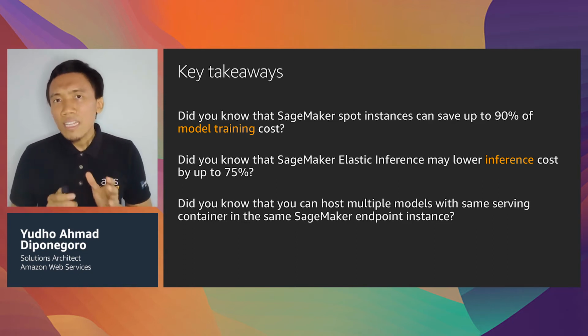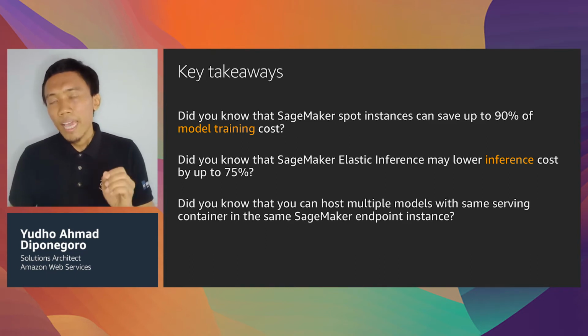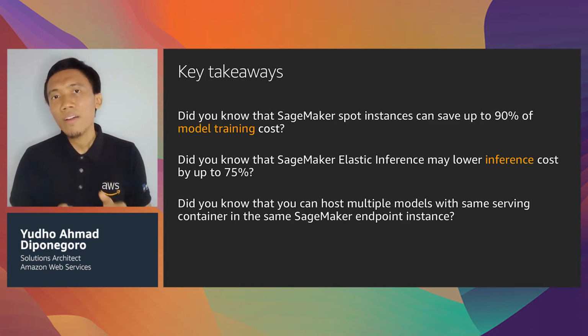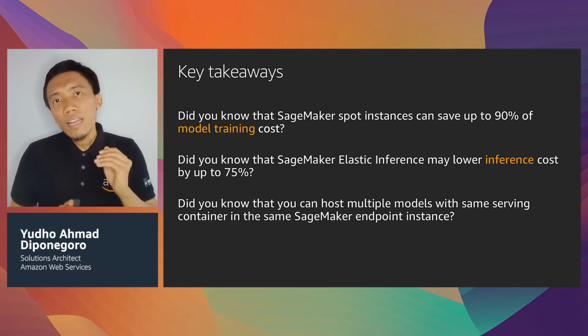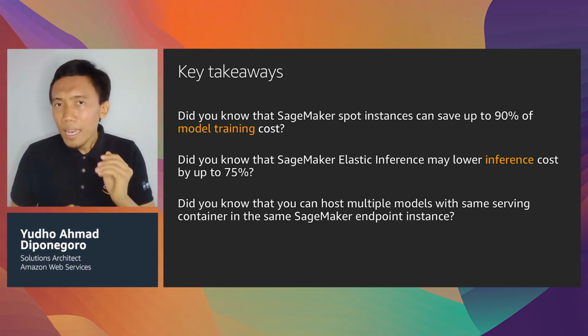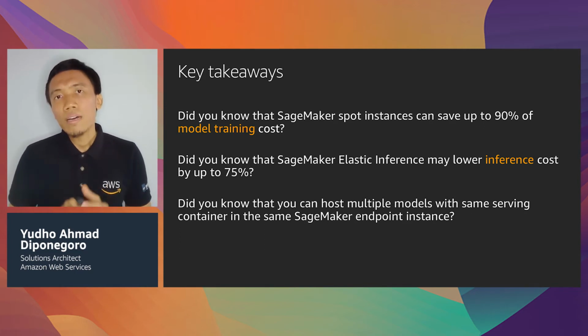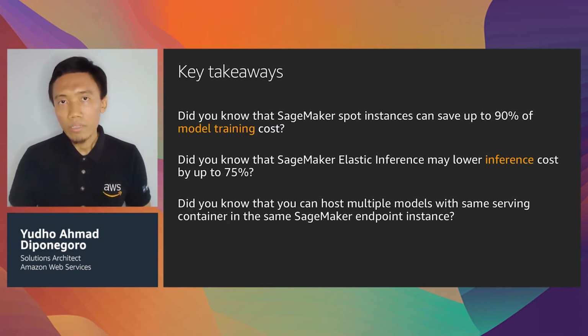Did you know that SageMaker's spot instance can potentially help you to save up to 90% of the compute cost for the model training? Also, did you know that we can leverage SageMaker Elastic Inference to give us up to 75% savings for our inference costs?